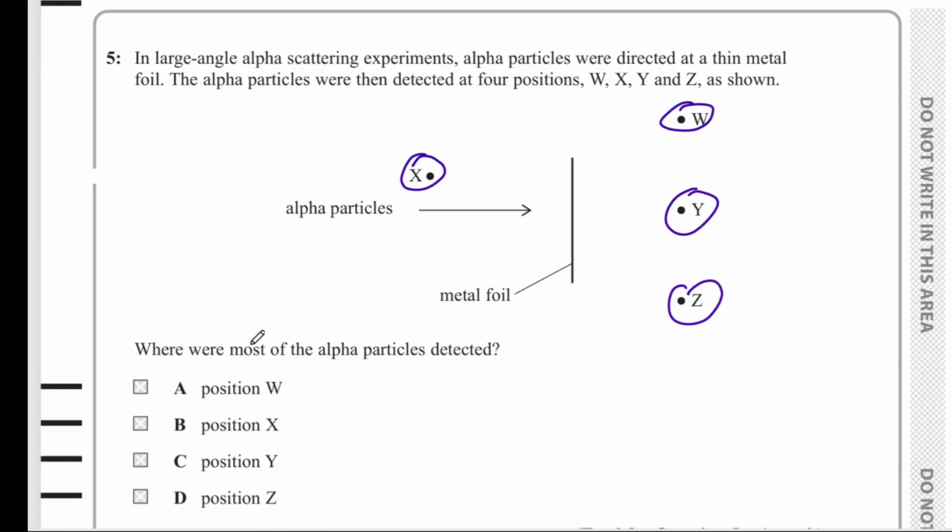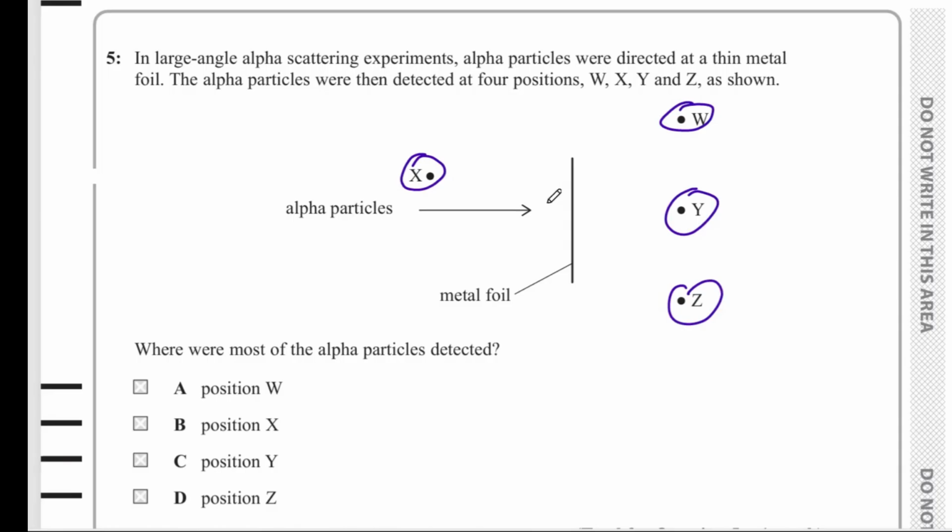So they're just asking us where most of the alpha particles were detected, right? If you could remember, this is going to be a metallic foil, and you have got a nucleus right in between. So you've got alpha particles bombarded over it.